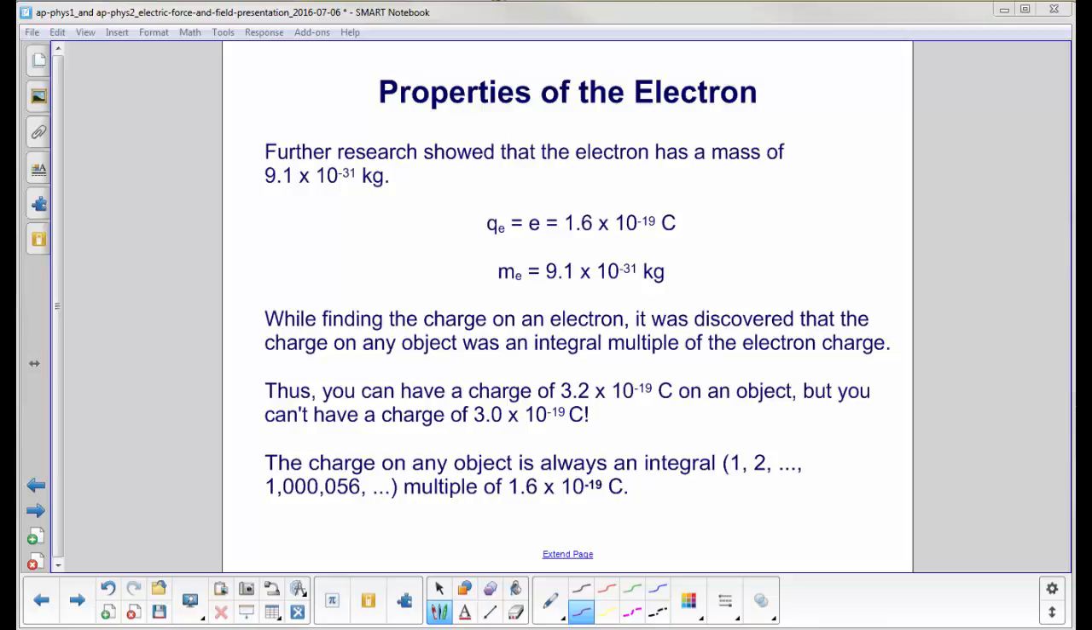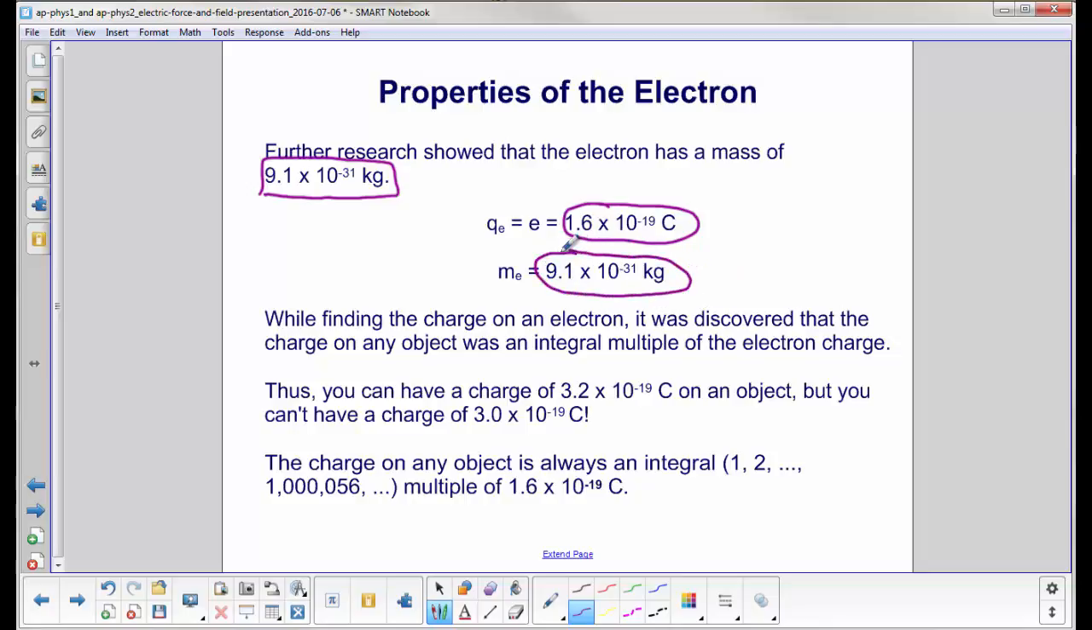Many more experiments and research show that the electron has a mass of 9.1 times 10 to the minus 31 kilograms. Millikan and Fletcher found the charge on the electron. Thomson had the charge to mass ratio, so basically by putting those two together you come up with the mass. So here's the charge. For this course, we're going to cut off some of the decimals and just use 1.6 times 10 to the minus 19th coulombs. And here's our mass of the electron.